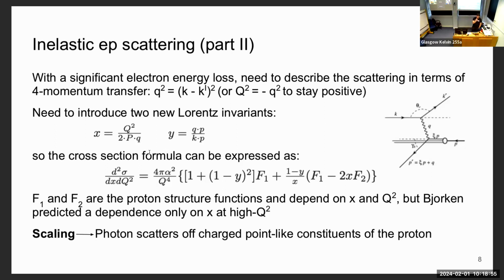But from the interpretation of Bjorken, these two functions only depend on x at high values of the four-momentum transfer, which is the property of scaling. Scaling means that the structure functions only depend on x at high values of the transfer momenta, which means that the photon scatters off charged point-like constituents of the proton. So that's why the idea of having quarks is very instrumental at this point, and it also started to be proven from both the experimental and theoretical side. This is called the Bjorken scaling.